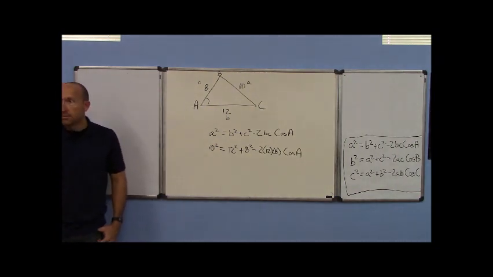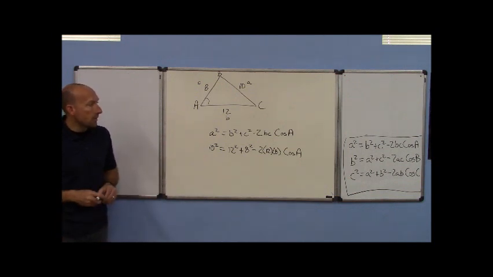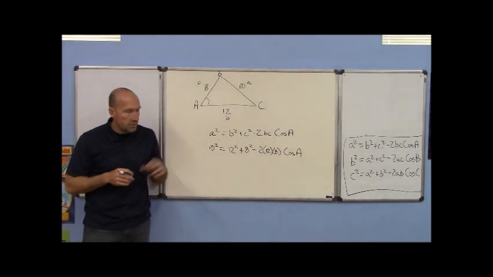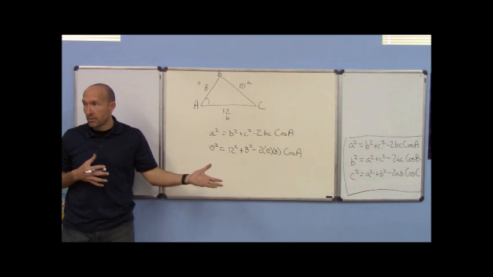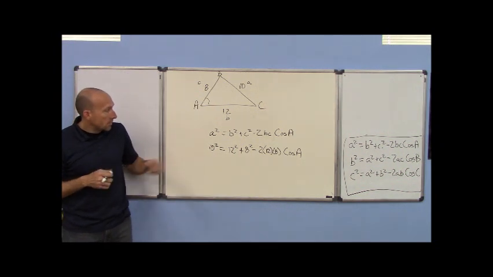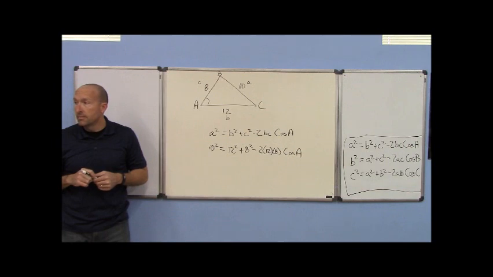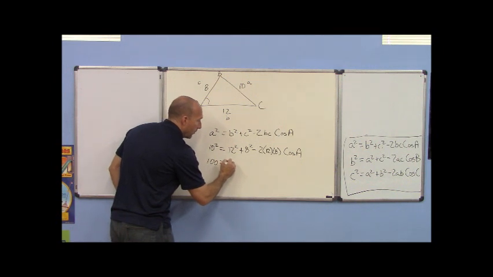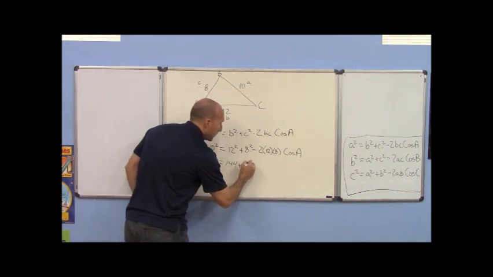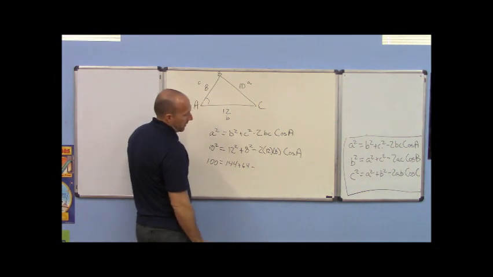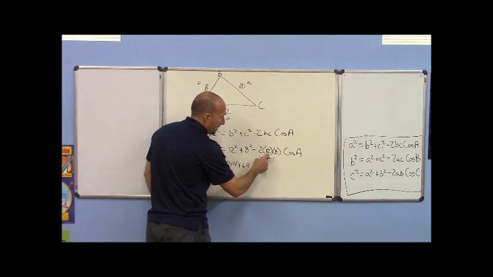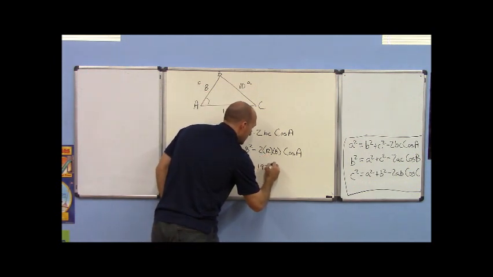Okay. So we can square all the numbers here. And now we're not going to go through all of this, just for time's sake, but this is all calculator work here. You could probably do most of it in your head. Well, you can simplify this, so you have 100 equals 144 plus 64 minus 192 times the cosine of A.